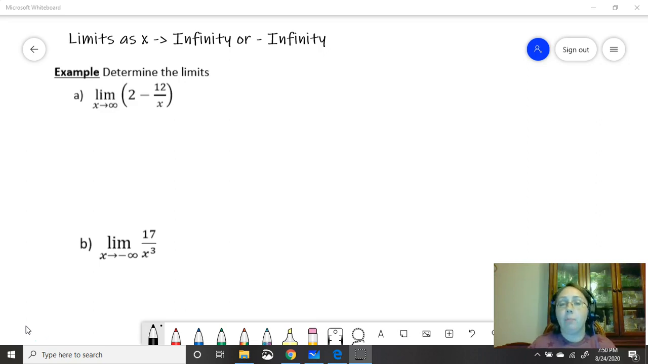All right, so let's try and apply what we discussed about the 1 over x to these problems. So we're going to use all the limit tools that we've already talked about. So you're going to review a lot of those. So take advantage of this time to review.